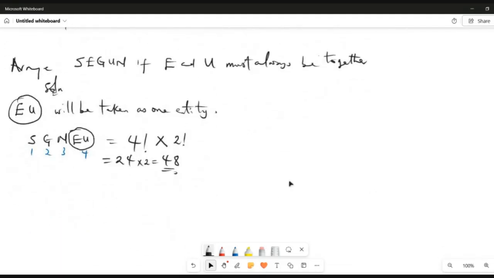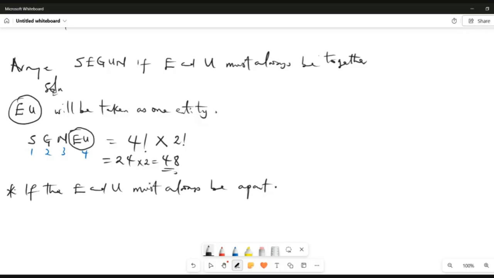Now, that was if the E and U must always be together. Secondly, now this same question: if the E and U must always be apart. What you can easily get from the question is if they are always together. You can't easily get if they are always apart. So what do you now do?